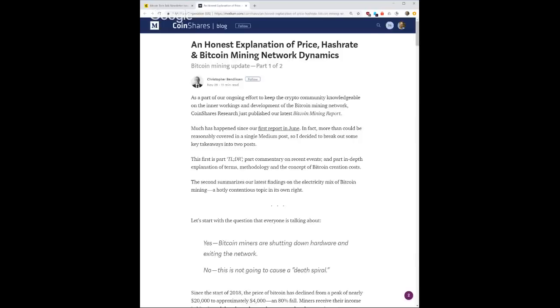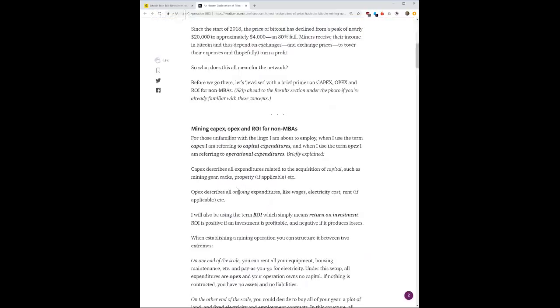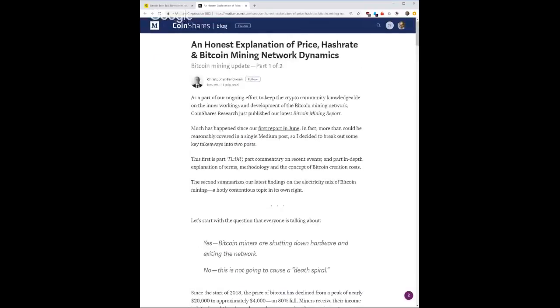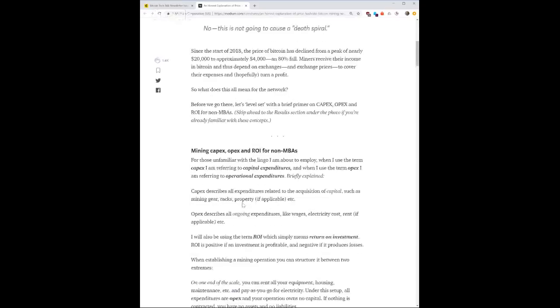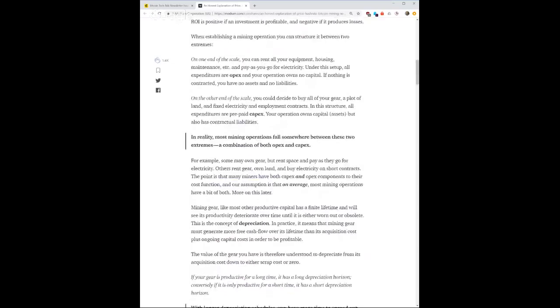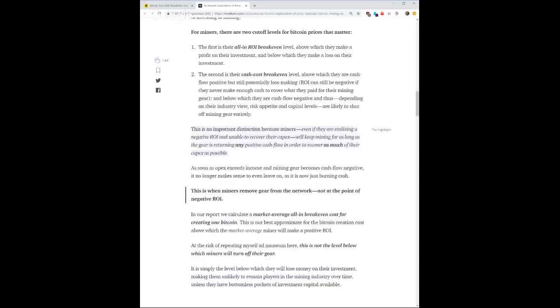All right, here's another article that I wanted to point out. There is no death spiral, an honest explanation of price, hash rate, and Bitcoin network mining network dynamics. Death spiral was something I think a couple of people on Twitter were talking about, and this is basically refuting how the actual mining calculations should be done.